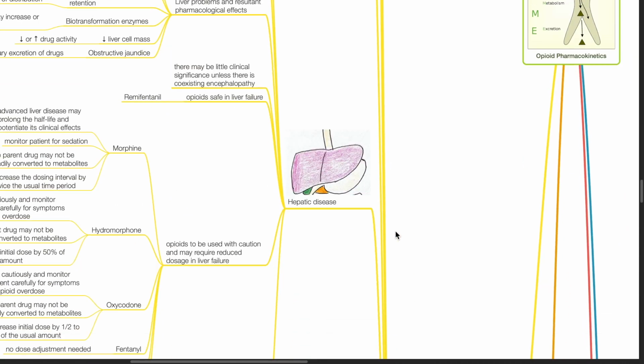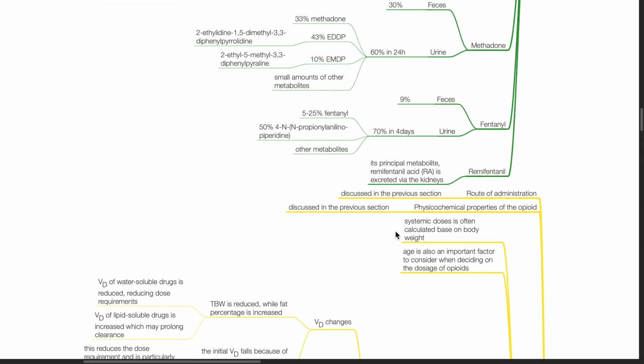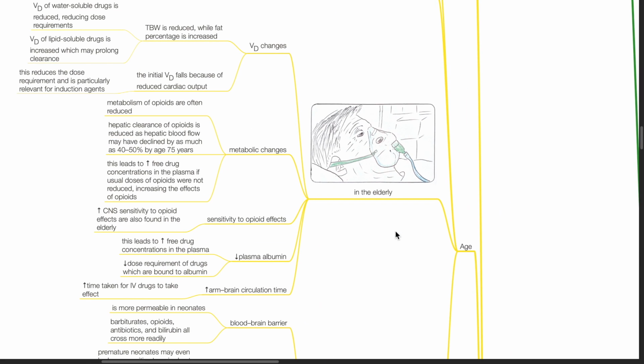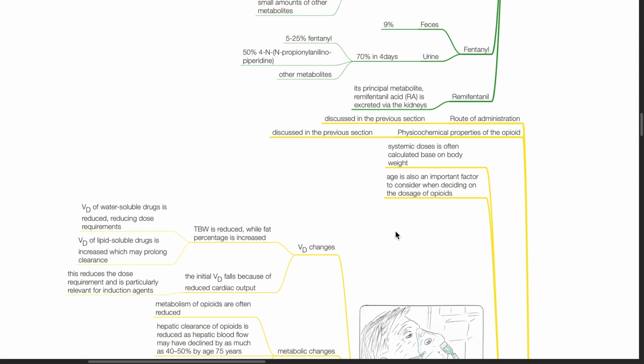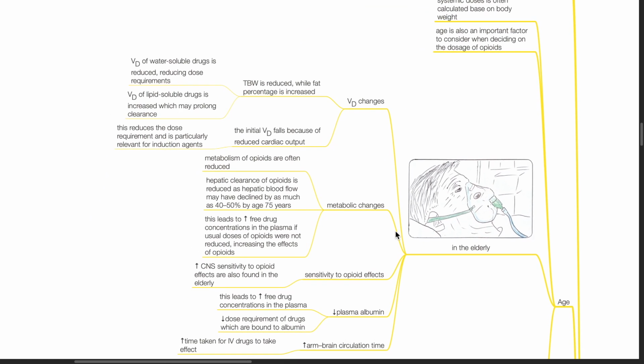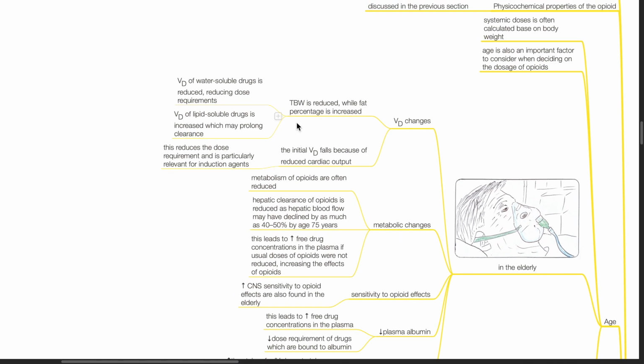Factors affecting pharmacokinetics. Route of administration and physicochemical properties of opioids have been discussed in previous sections. Age. Systemic doses are often calculated based on body weight. Age is also an important factor to consider when deciding on the dosage of opioids. In the elderly, there are changes in the volume of distribution. Total body water is reduced, while fat percentage is increased. The volume of distribution of water-soluble drugs is reduced, reducing dose requirements. The volume of distribution of lipid-soluble drugs is increased, which may prolong clearance.